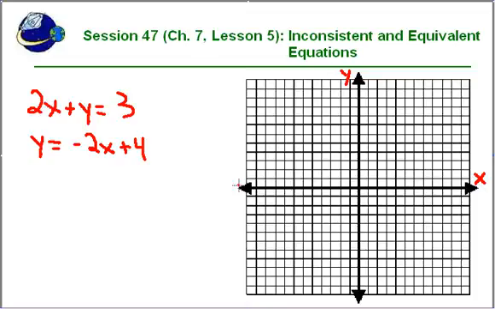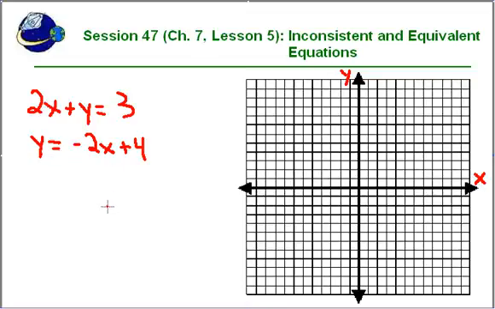We're going to take a look at situations in which the graphs never intersect and where they intersect one right on top of the other. In fact, they lie one right on top of the other. Let's take a look first of all here at the two equations that are listed here. We have 2x plus y equals 3. Then we also have y equals minus 2x plus 4.